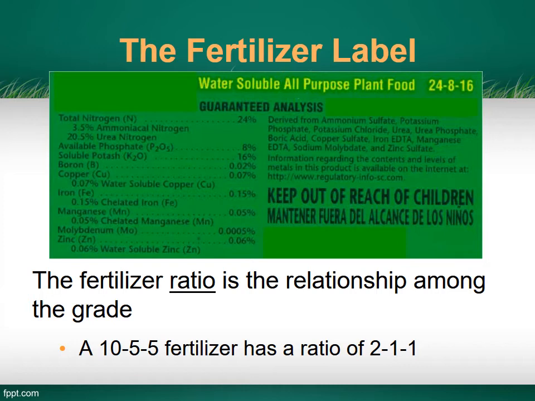For certain plants, there are recommendations for what ratio of the fertilizer you use. The higher the actual three numbers, the stronger the fertilizer is, the more concentrated it is. The smaller the numbers, the less concentrated. But the important part is getting the ratio correct.